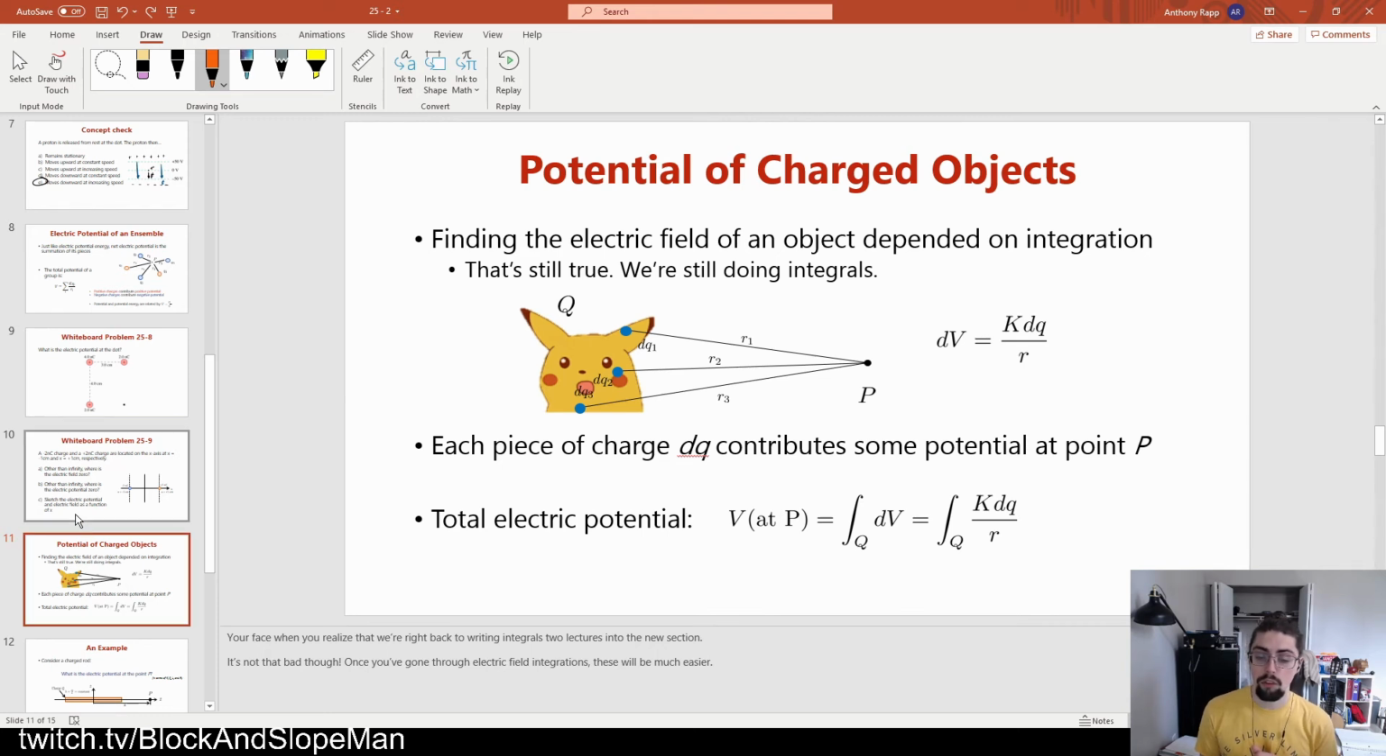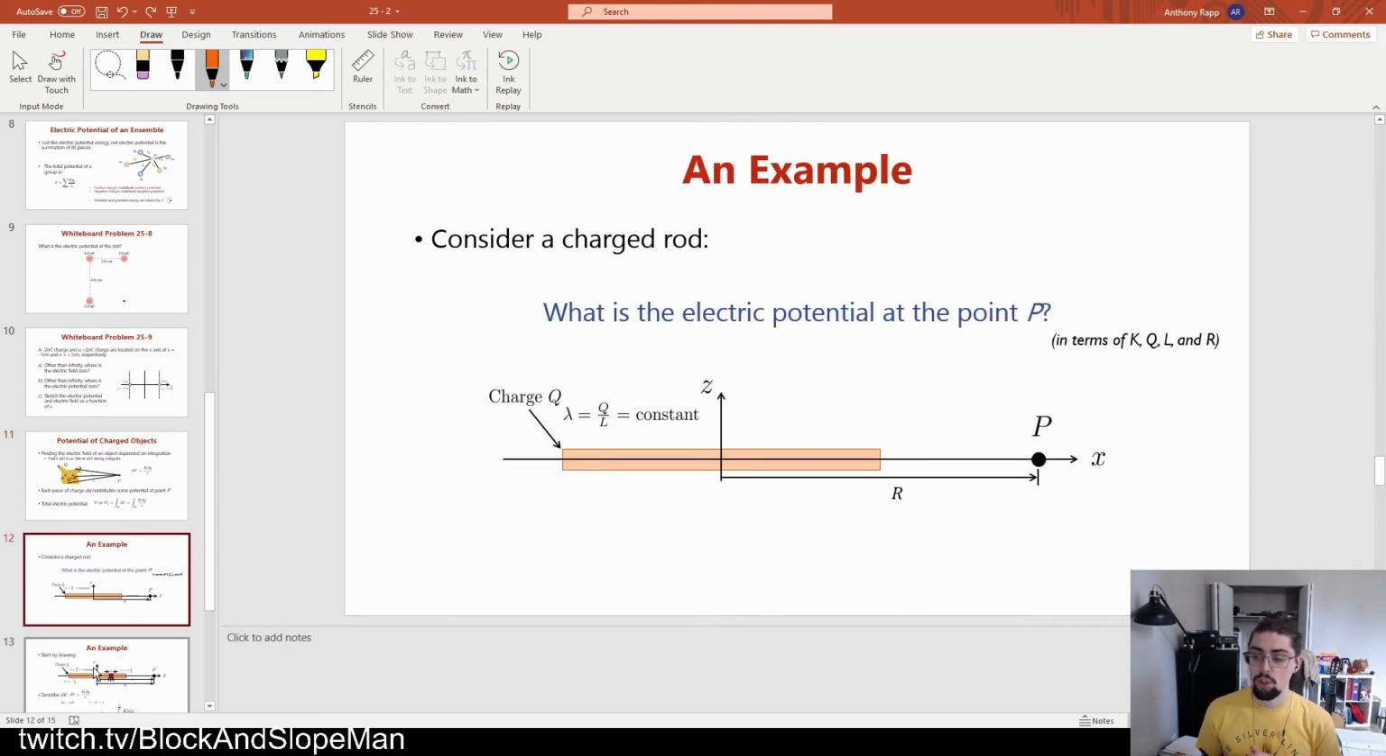Same thing as before. So let me do an example with a problem that we're kind of familiar with already, right? The horizontal rod. So it's got a total charge Q, it's got a total length L, and I'm told that I have a point P that is capital R away from the center of the rod.